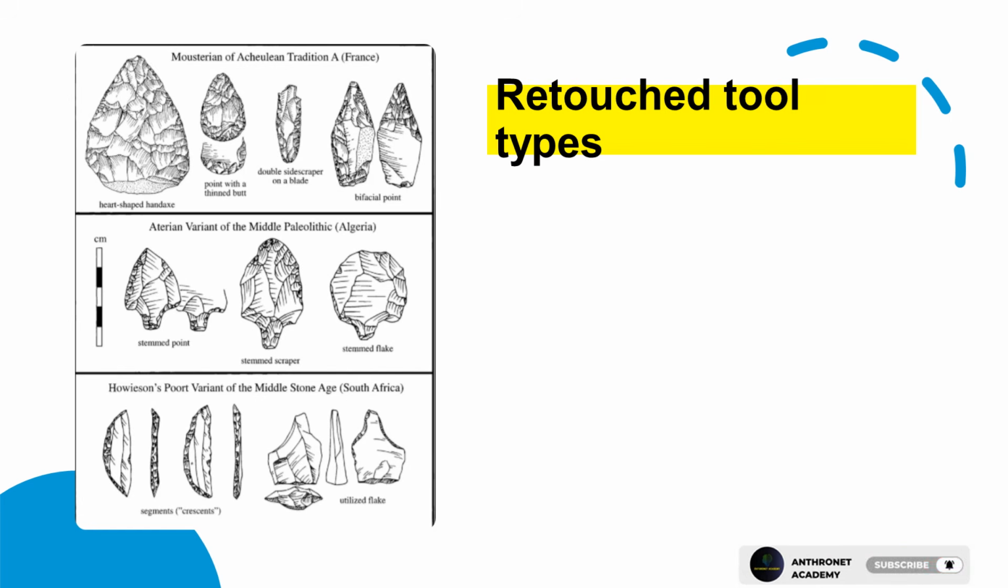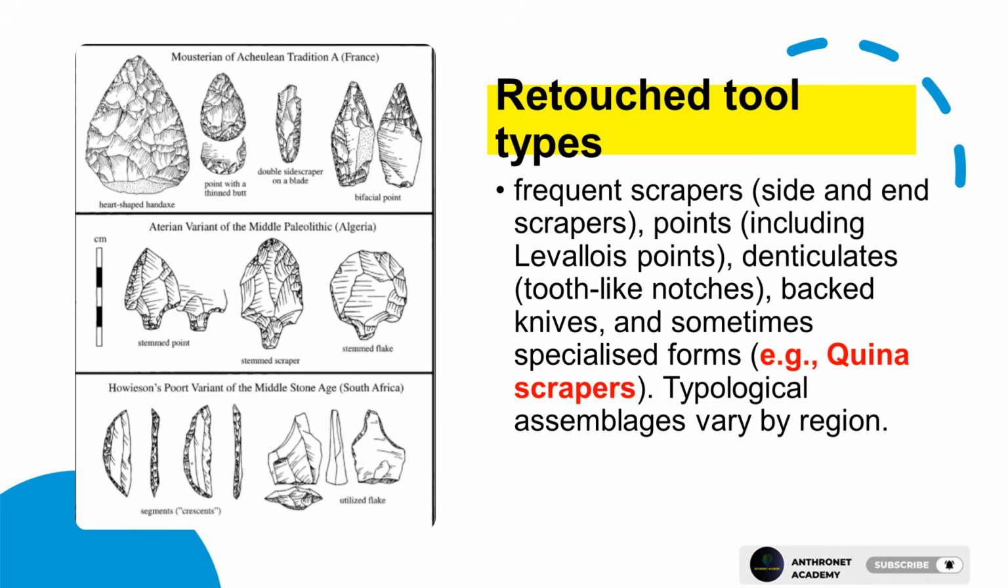Retouched tool types: frequent scrapers, side and end scrapers, points including Levallois points, denticulates, tooth-like notches, backed knives, and sometimes specialized forms, e.g. Quina scrapers. Typological assemblages vary by region.